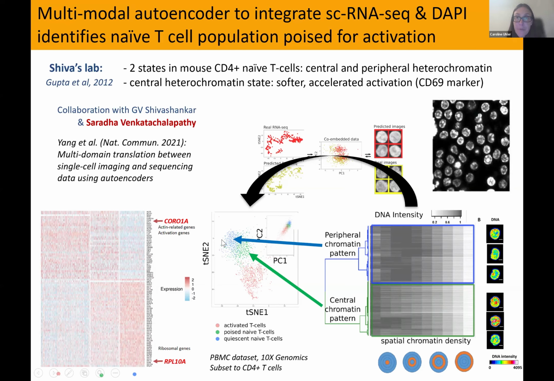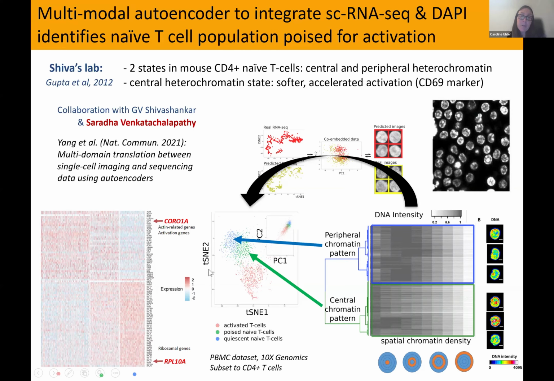In fact, from these, we were predicting that the ones with the DNA on the inside are the ones that map to the activated T cell state, which was also what was suggested here, with a central heterochromatin state being the softer one, which can be more easily activated, so this might be the one that is poised for activation. So that's how you can connect and translate between very different modalities, like these DAPI-stained images and single-cell RNA-seq.